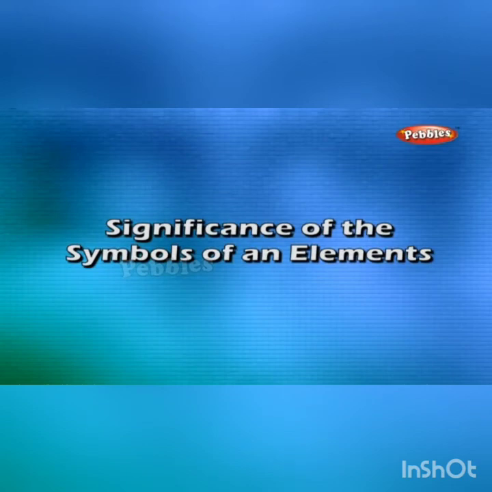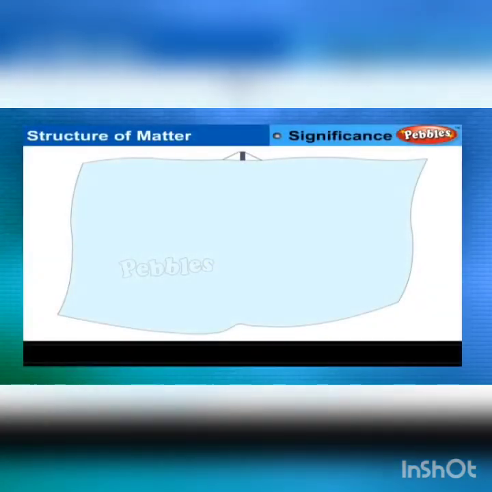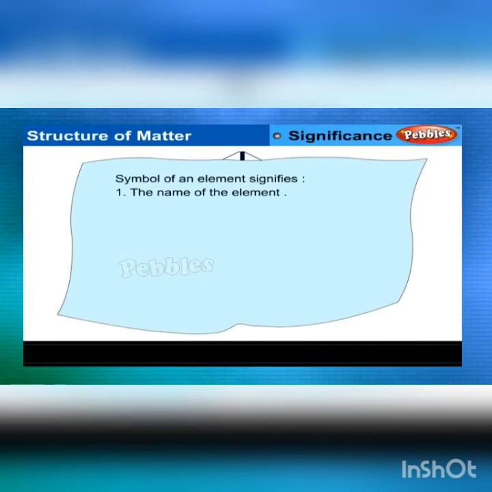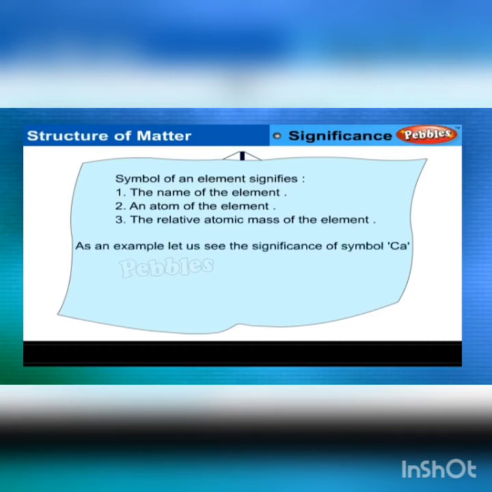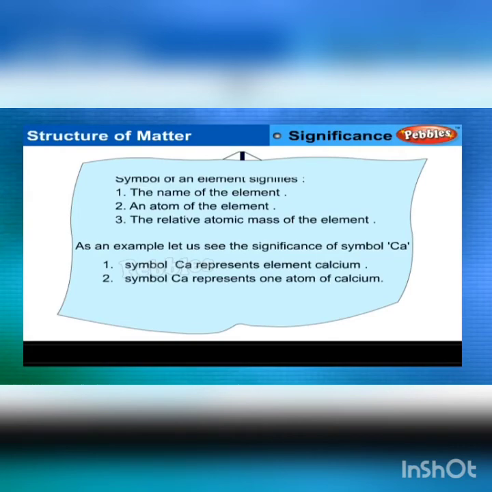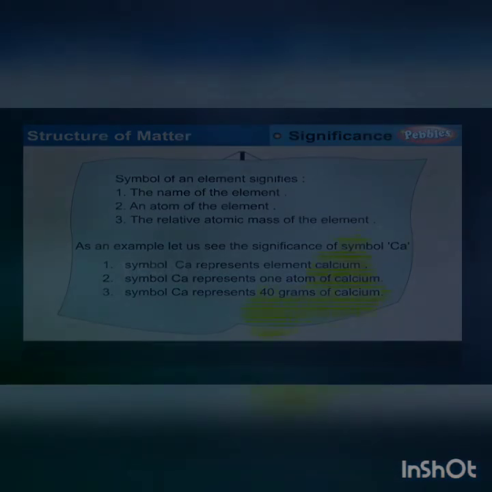Significance of the symbol of an element. The symbol of an element signifies the name of the element, an atom of the element, and the relative atomic mass of the element. As an example, let us see the significance of the symbol Ca. Symbol Ca represents the element calcium. Symbol Ca represents 1 atom of calcium. Symbol Ca represents 40 grams of calcium.